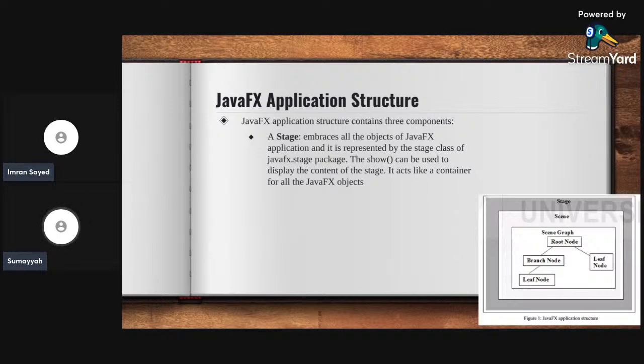JavaFX application structure contains three components. A stage embraces all the objects of a JavaFX application and it is represented by the Stage class of the javafx.stage package. The show method can be used to display the content of the stage. It acts like a container for all the JavaFX objects.